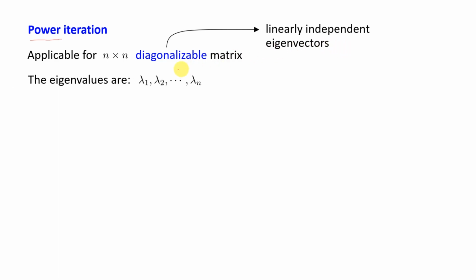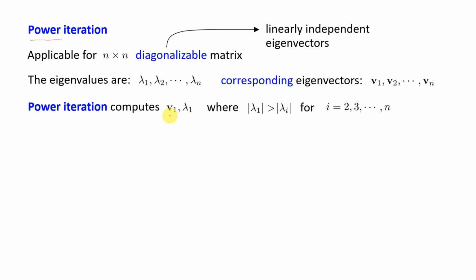In such a matrix, let us say the eigenvalues are lambda 1, lambda 2 up to lambda n, and the corresponding eigenvectors are v1, v2, up to vn. What this method does is give us v1 and lambda 1, where the absolute value of lambda 1 is greater than the absolute value of any other eigenvalue. In other words, this is the dominant eigenvalue. So power iteration will give us the dominant eigenvalue and its corresponding eigenvector. That is the key about power iteration: we need a diagonalizable matrix and we get only the dominant eigenvalue and its corresponding eigenvector.